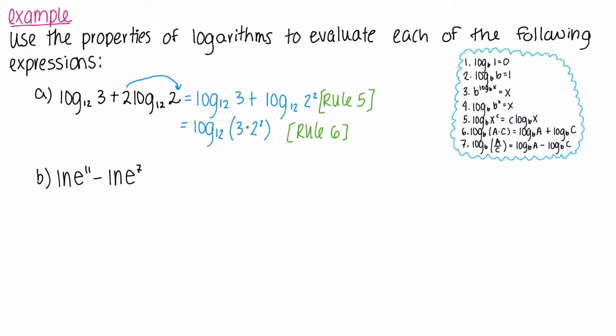Right. This number right in here is 3 times 4 because 2 squared is 4. So this is 12 in here. So log base 12 of 12. And if we look at our list again, log base 12 of 12, log base b of b, that's going to be equal to 1. And that would be by rule number 2.